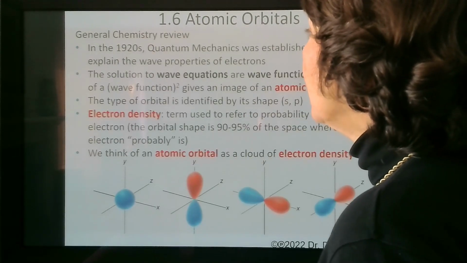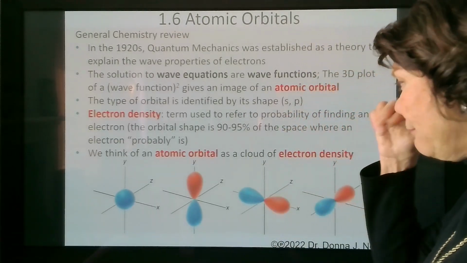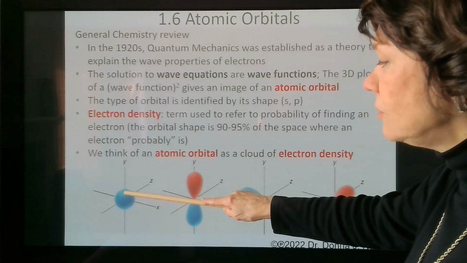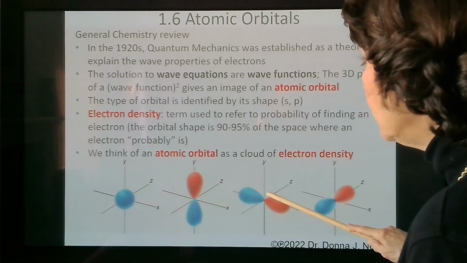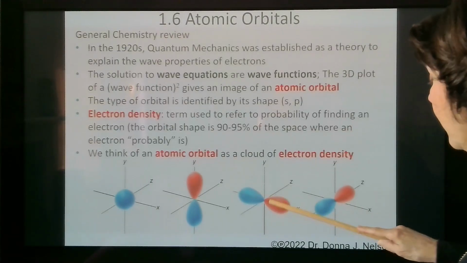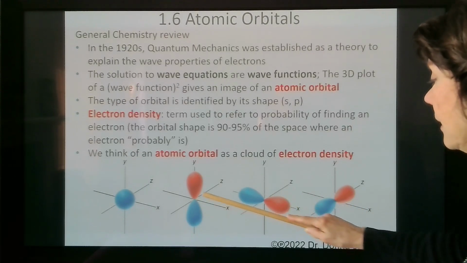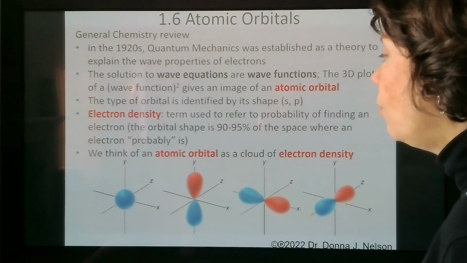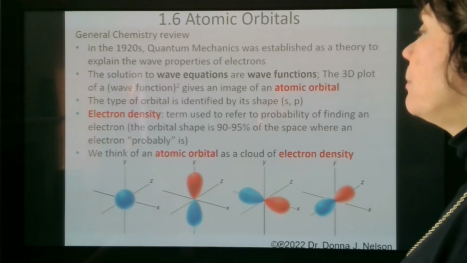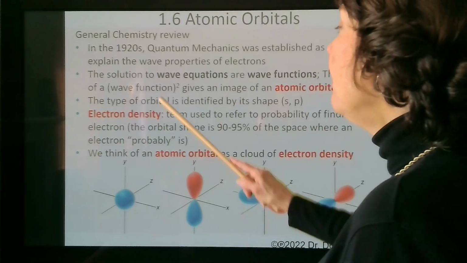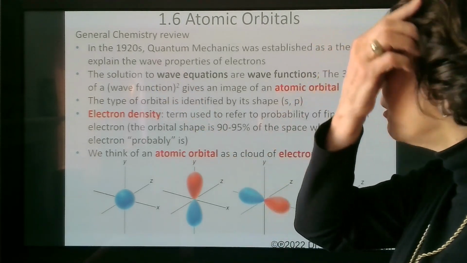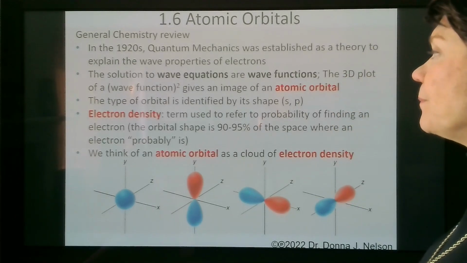A general chemistry review. Here are the orbitals that you're familiar with: s orbital, a py orbital, and px orbital, and a pz orbital. These are the three p orbitals, all orthogonal from each other and perpendicular to each other. These have wave properties and particle properties also.